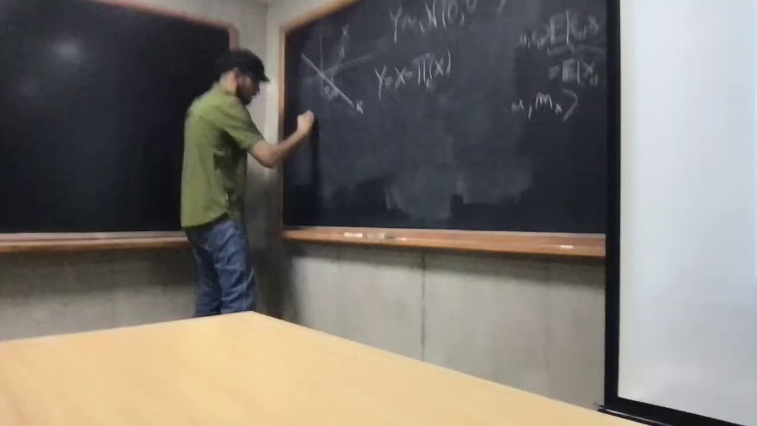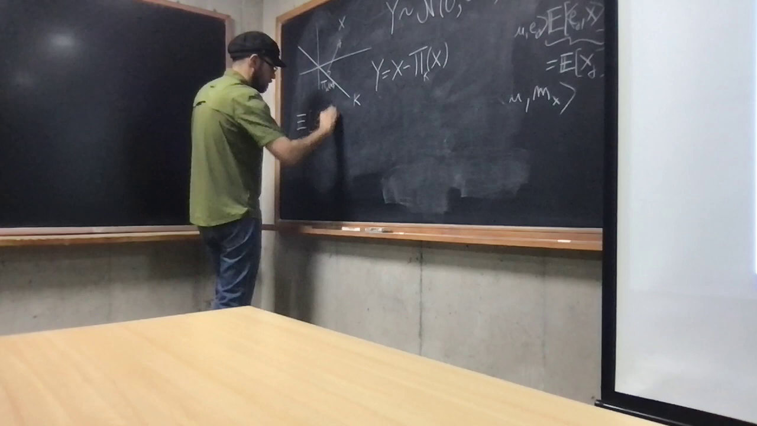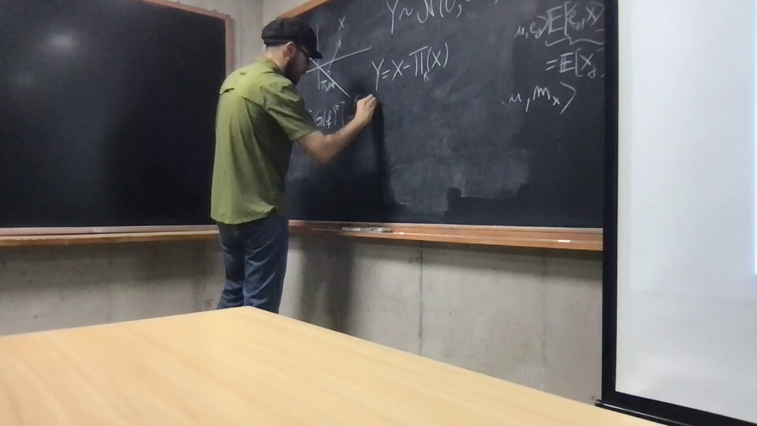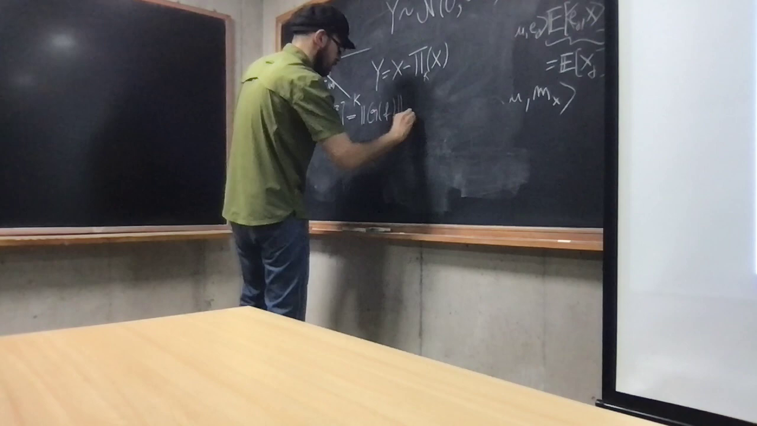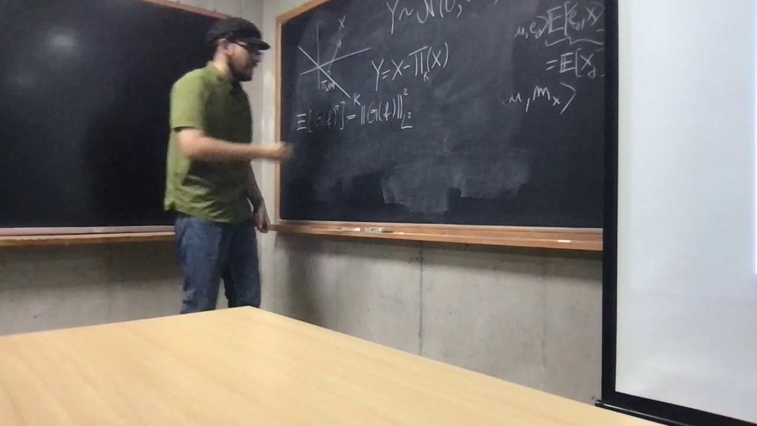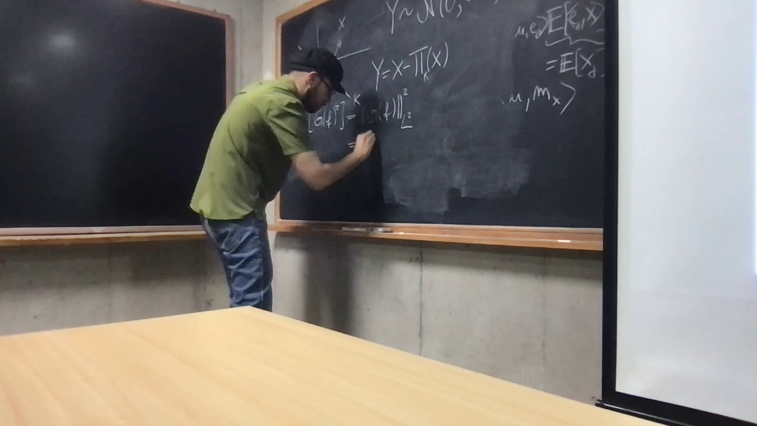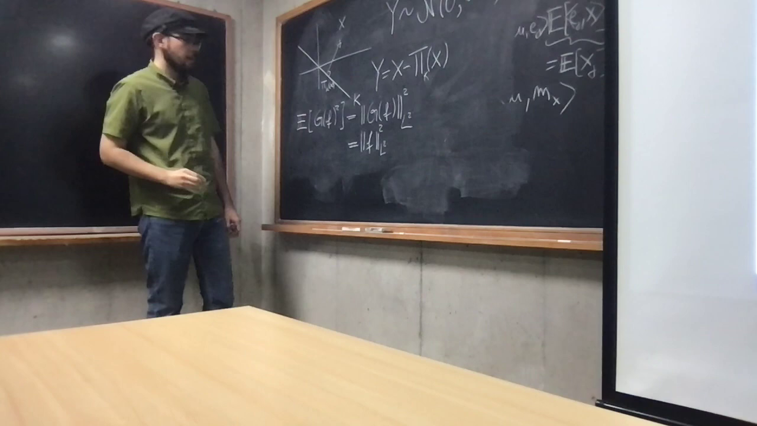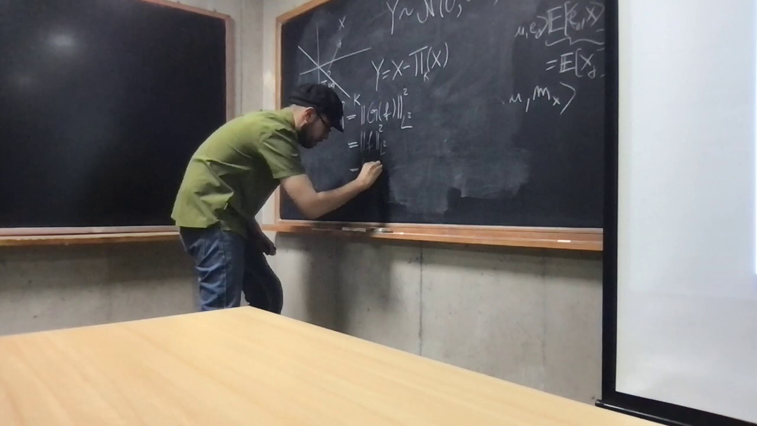We need to compute this, but this is the L2 norm squared in one space. By the fact that G is an isometry, this is equal to the L2 norm in the other space. And this is the integral of f squared.